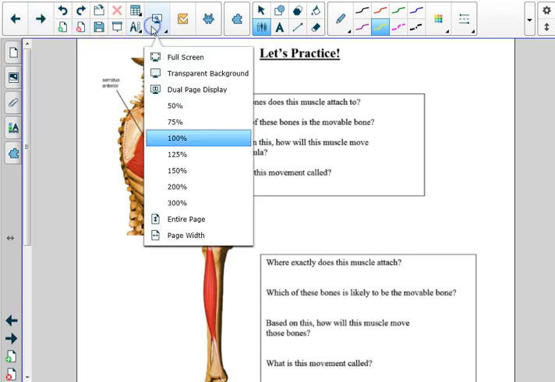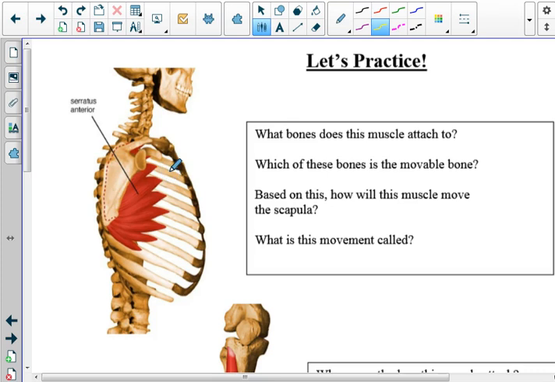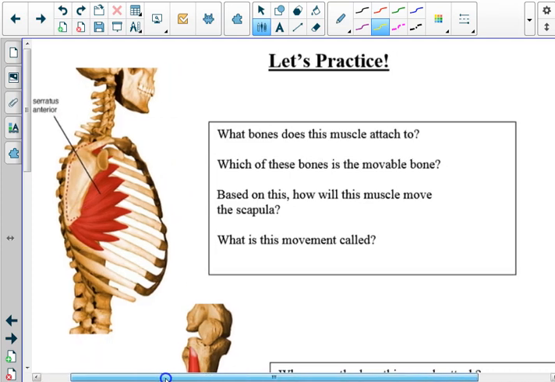So here we are. Let me zoom in. So we're really just looking at this muscle here. This muscle is known as the serratus anterior, and I specifically chose muscles that were a little bit less popular so that you couldn't rely on your background knowledge to know what this muscle does. You have to be able to figure it out. So let's go ahead and answer the questions.